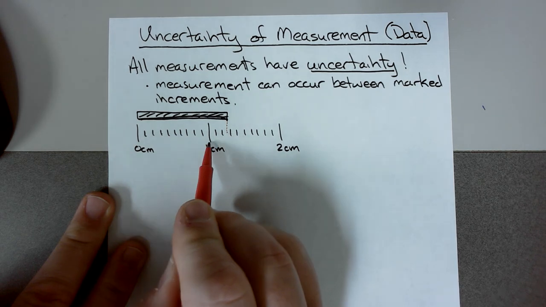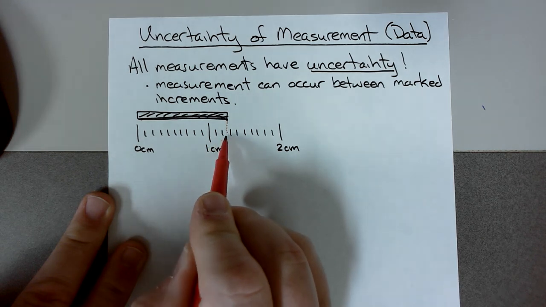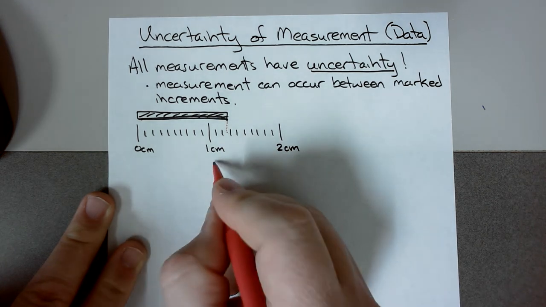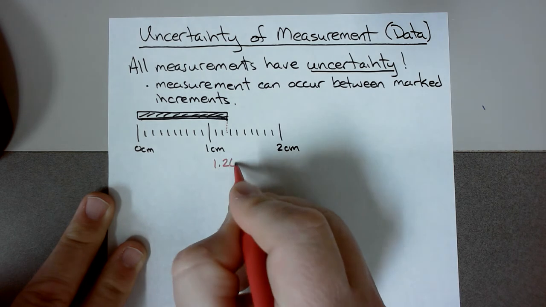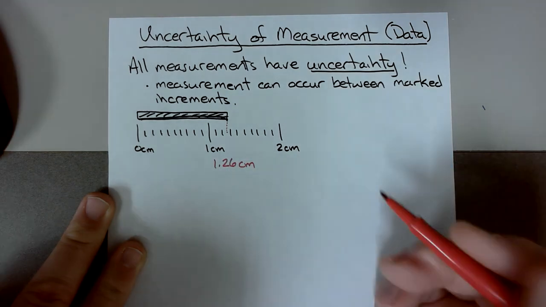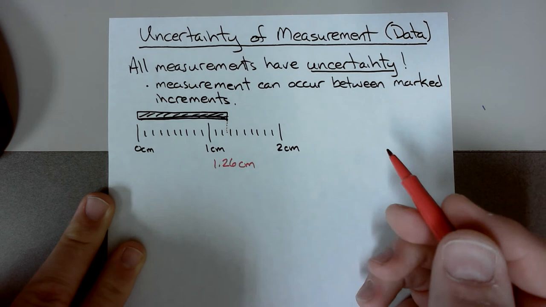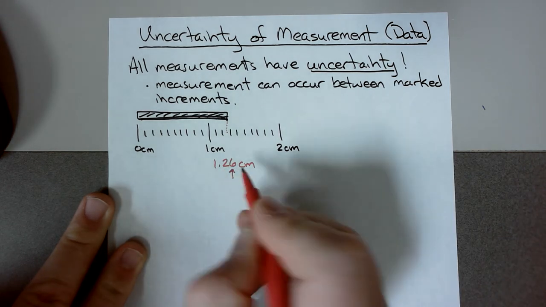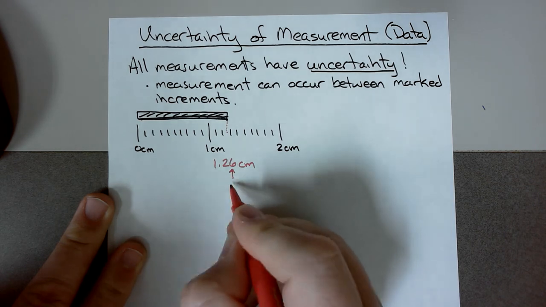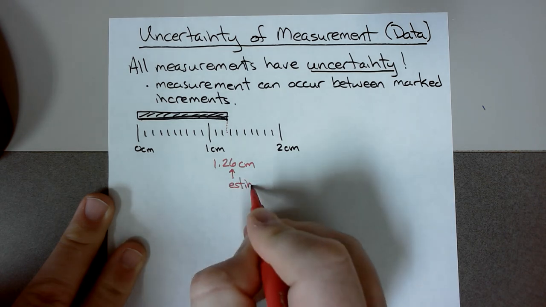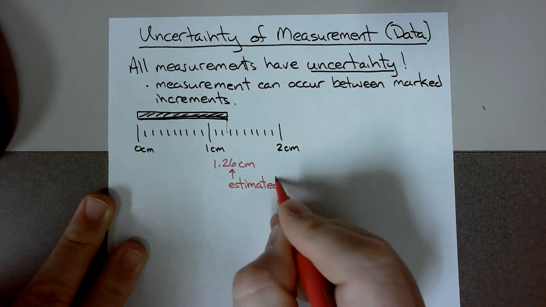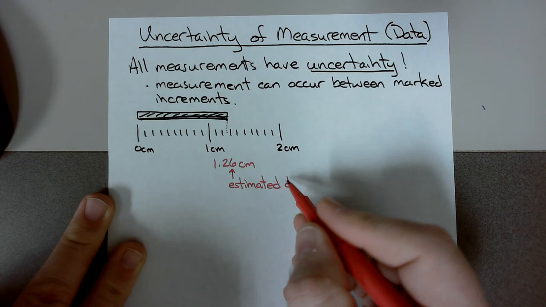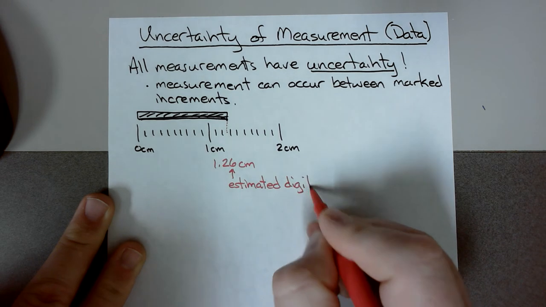So that's 1.12, and let's guess that at 0.6. So here we would have 1.26 centimeters as my measurement. Now, it's marked off in tenths, but my estimated digit is this last digit here, the estimated digit. And that's the smallest measurement that we can make on this tool or instrument.